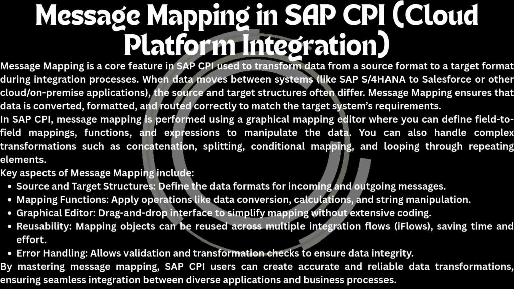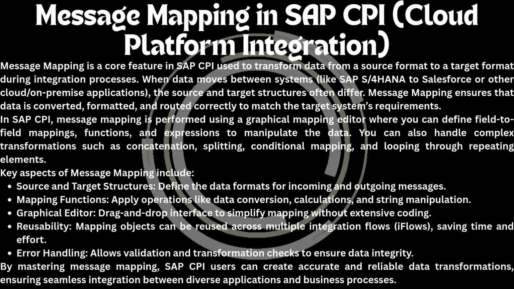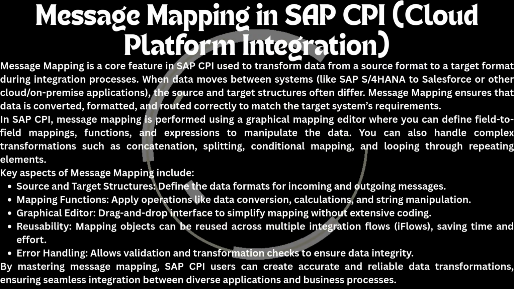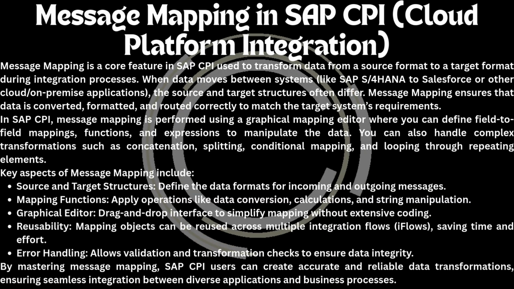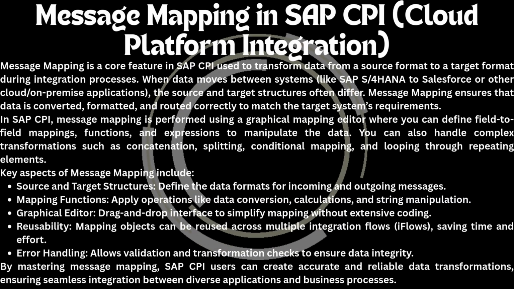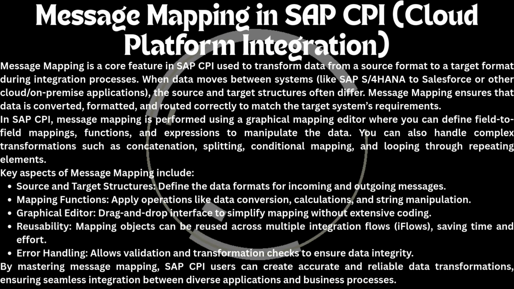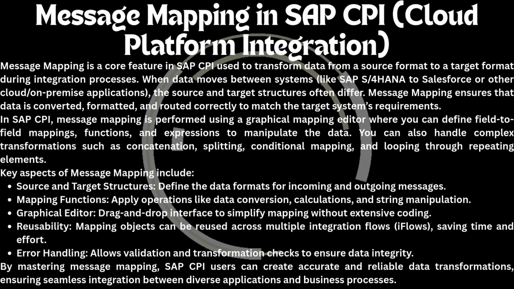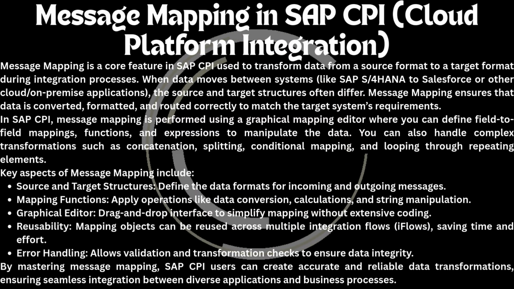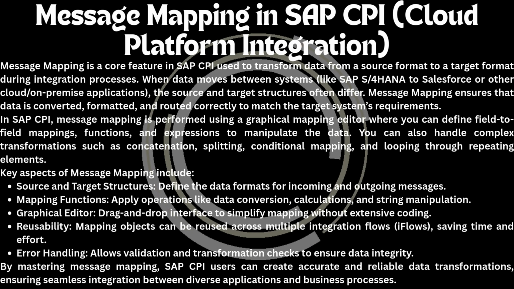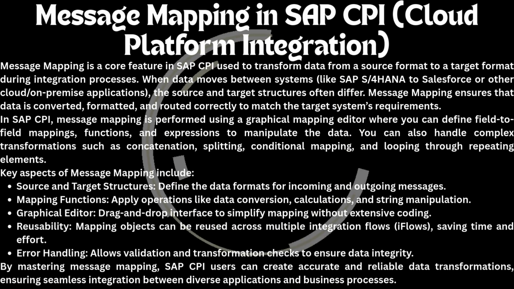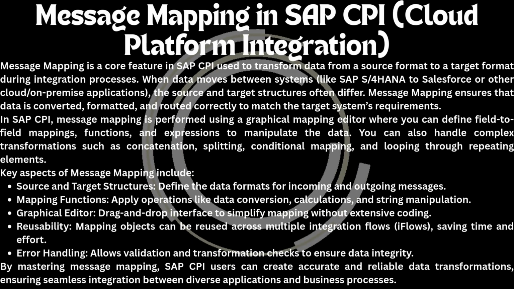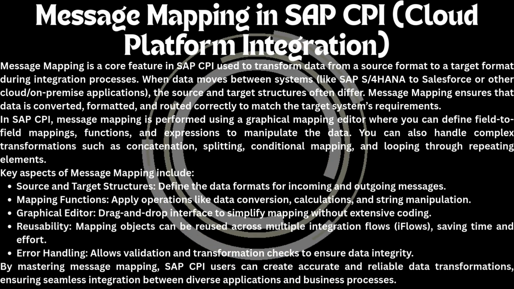In SAP CPI, message mapping is performed using a graphical mapping editor where you can define field-to-field mappings, functions, and expressions to manipulate the data. You can also handle complex transformations such as concatenation, splitting, conditional mapping, and looping through repeating elements. Key aspects of message mapping include source and target structures. Define the data formats for incoming and outgoing messages.